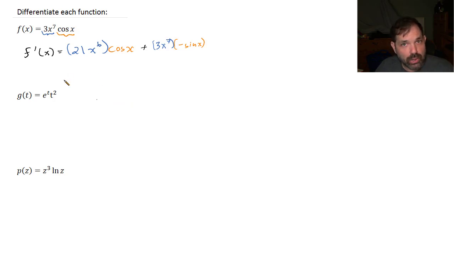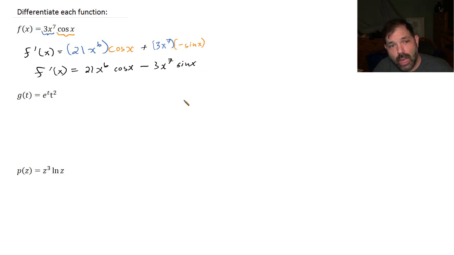Now, personally, what I would do at this point is, this is the derivative. What I've expressed here is the derivative, but you would never see it written like this. You would never see this plus 3x to the 7th times negative sine x. Okay, so the most basic simplification would be to write this as 21x to the 6th cosine x minus 3x to the 7th sine x.